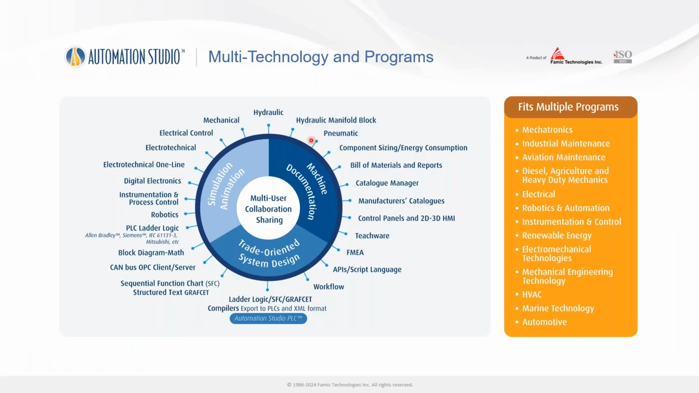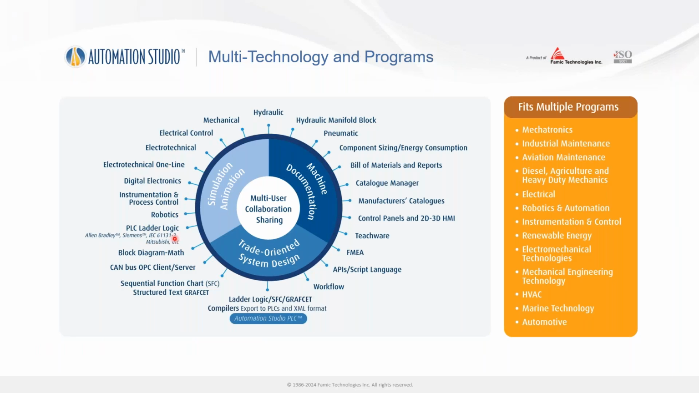So what exactly is Automation Studio software? It is a multi-technology software which deals in various fields like simulation, animation, trade-oriented system design, and machine documentation. You can draw your circuit using hydraulics, pneumatics, manifold blocks, and some parts of mechanical and electrical systems like electrical control and electrotechnical one line. Then we have separate libraries for digital electronics, instrumentation, process control, and robotics.